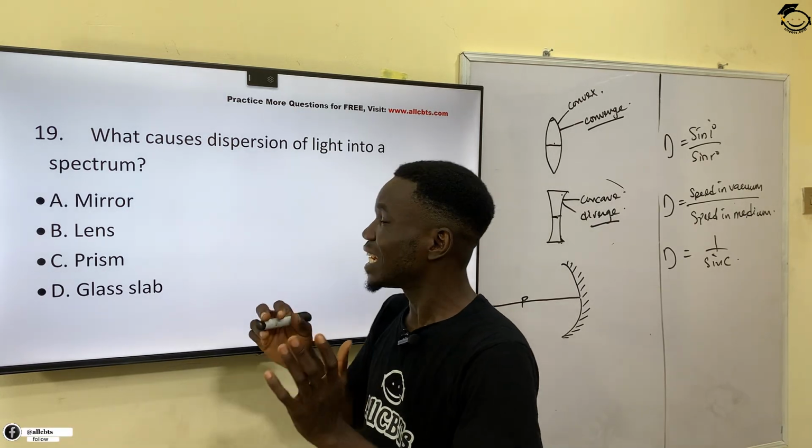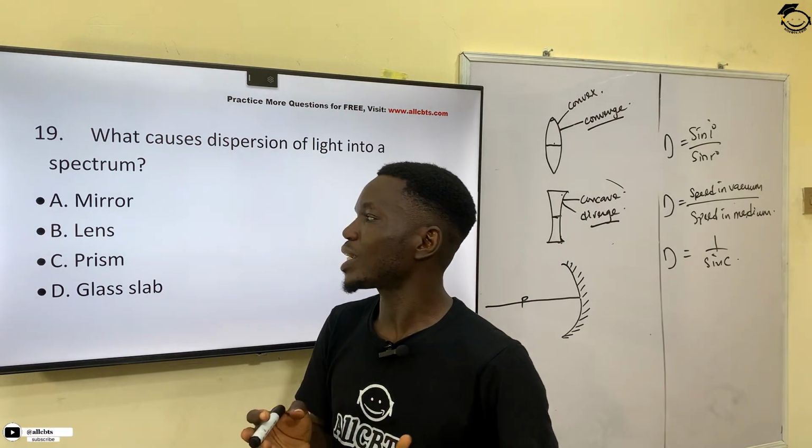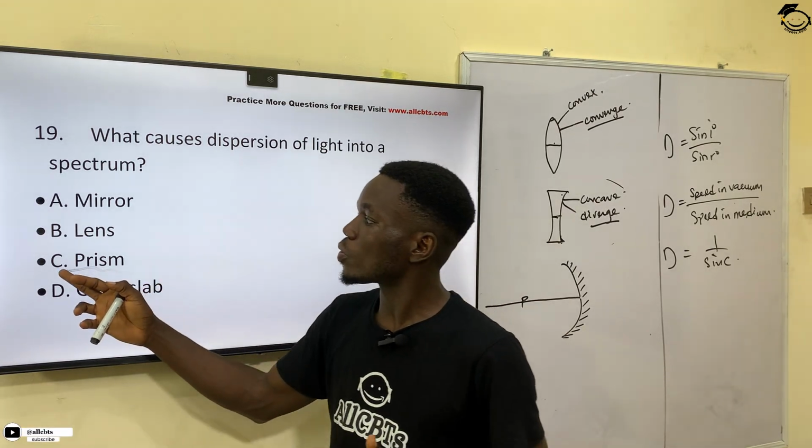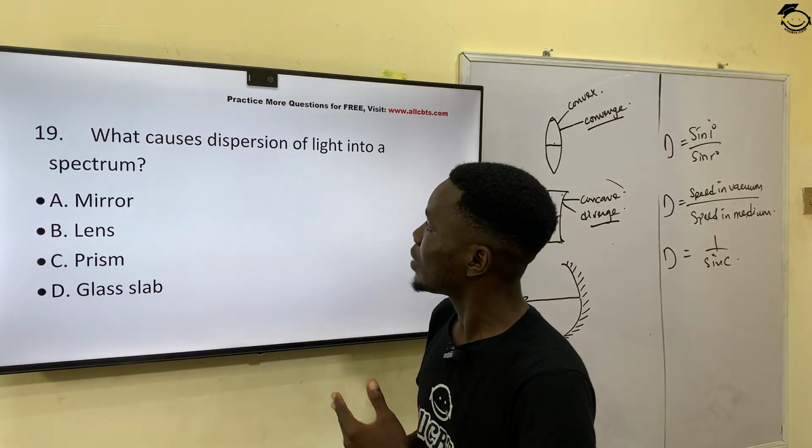And that we call the spectrum of light with the different colors. And that is dispersion of light. It is the prism. So a prism, which is option C, is what causes dispersion of light into a spectrum.